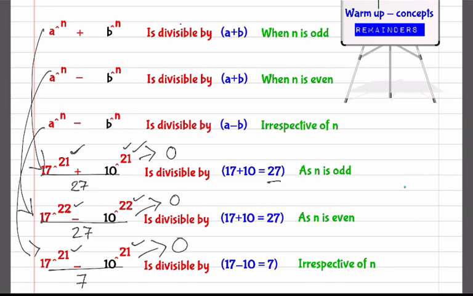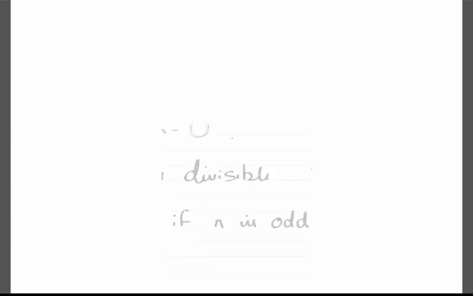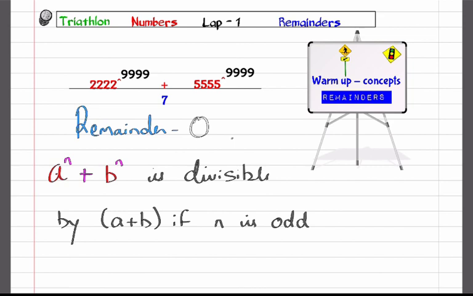After this, let's move on to one application of this. This is a raised to n plus b raised to n divided by a plus b, here 2 plus 5, which is 7. The remainder for this will be 0, as we have just learned the property: a raised to n plus b raised to n is divisible by a plus b if n is odd. N is odd here. So 5 raised to n plus 2 raised to n will also be divisible by 7 here, so the remainder for this will be 0.